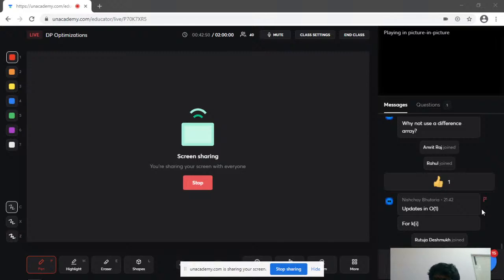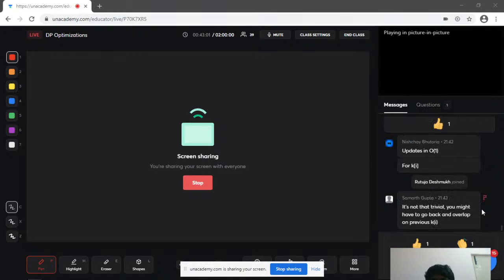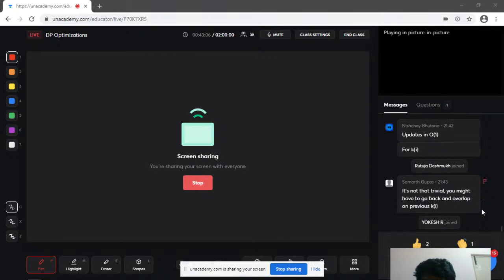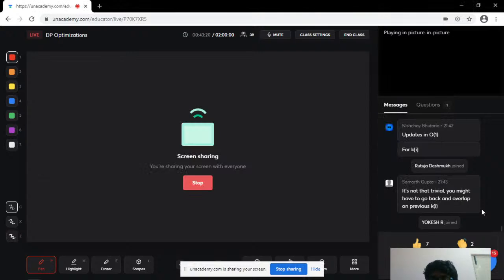I think the end result is, if I understand what you're saying, I'm sure there are different approaches to this as well, but then you can't get over the binary search at every step. It's not that trivial. You might have to go back and overlap on previous k of i. Yeah, exactly. That binary search is something which you can't get over. I'm pretty sure of that. Any implementation has to have that binary search. So you can't get rid of that log n, at least in this approach.